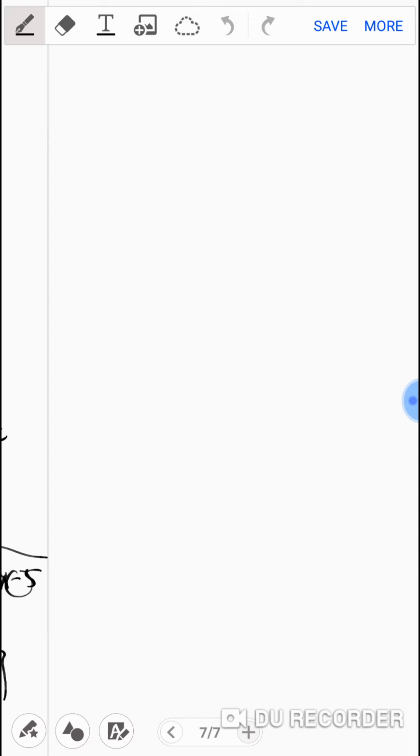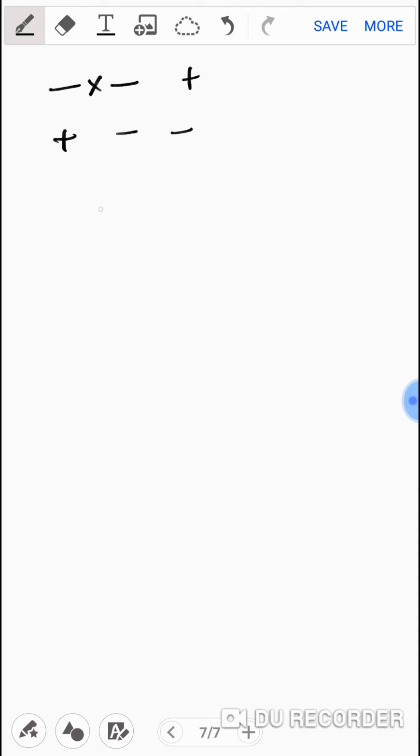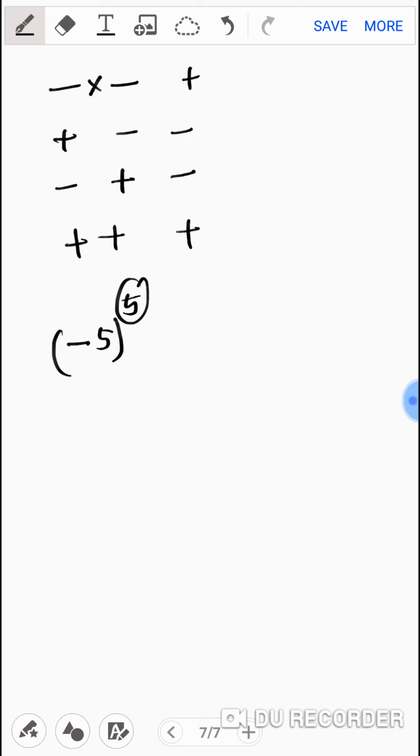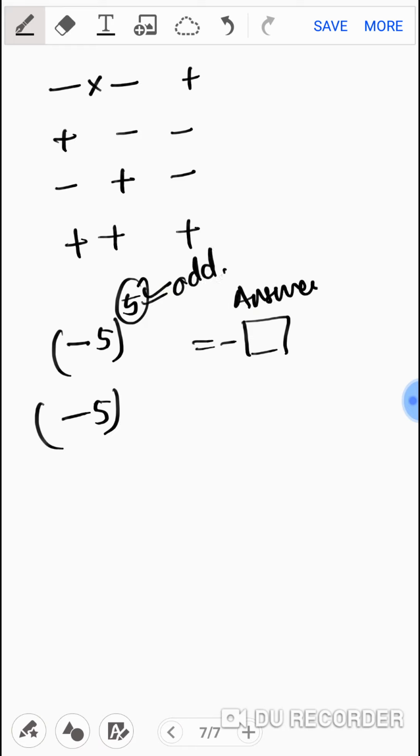Getting my point clear? Do you know this, that minus minus, when we multiply, it becomes plus. Plus minus it becomes minus. Minus plus it becomes minus. Plus plus it becomes plus. I'll tell you, if your number is negative and the exponent is an odd number, then your answer will be negative. Getting my point?